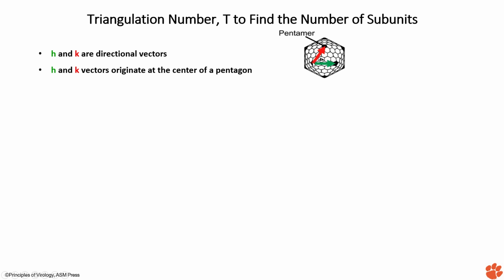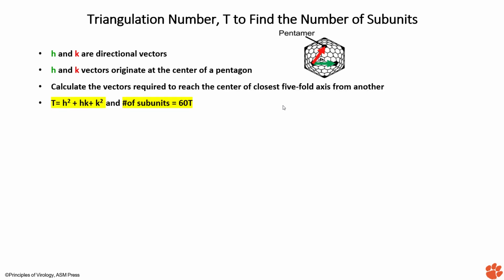So what you are seeing is that the H and the K are the directional vectors, which originate in the middle, on the 5-fold axis of symmetry. So how do you calculate that?